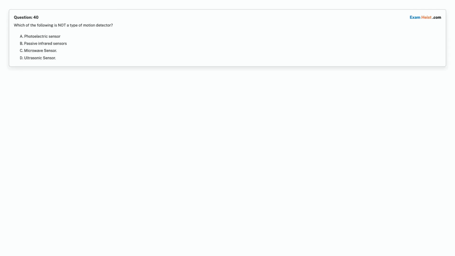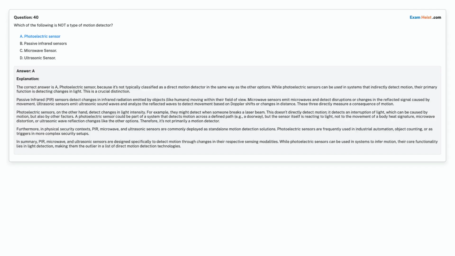Question 40. Which of the following is not a type of motion detector? Option A, photoelectric sensor. Option B, passive infrared sensors. Option C, microwave sensor. Option D, ultrasonic sensor. Choose the correct answer. Correct answer is option A, photoelectric sensor.